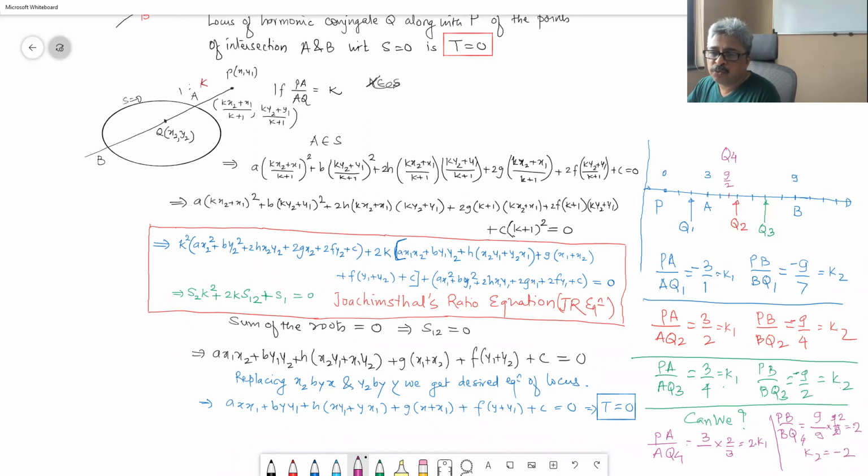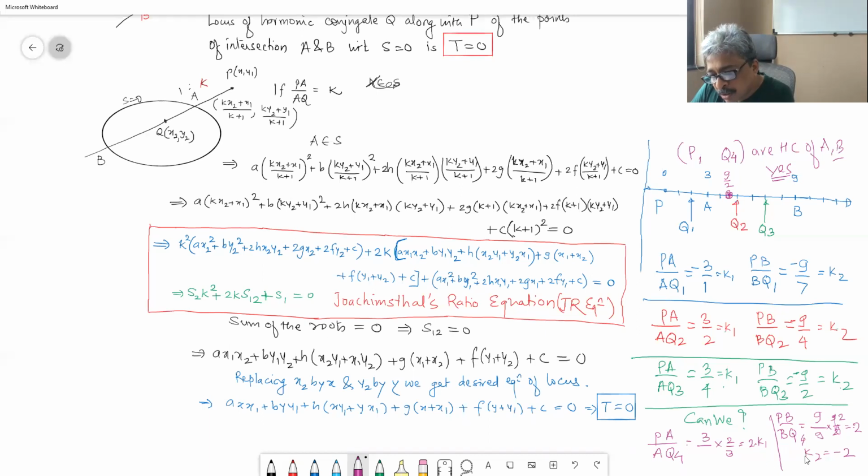Is this position Q4 unique on this line? Yes. That is the unique position where both the ratios are the same numerically, but the sign is different. So now if I add them, K1 plus K2, it will become 0. And will we call this Q4 a harmonic conjugate? P comma Q4 are harmonic conjugates of A comma B? Yes.